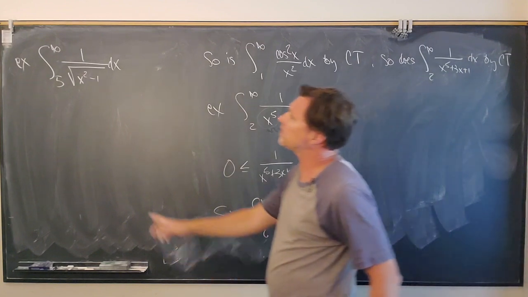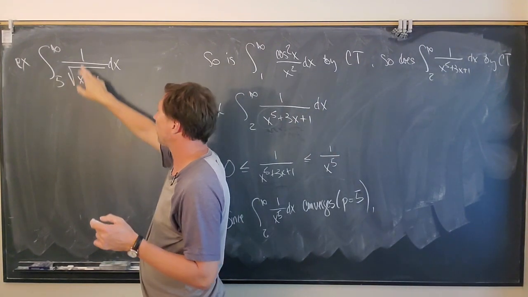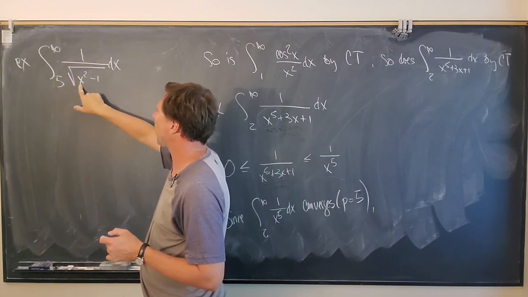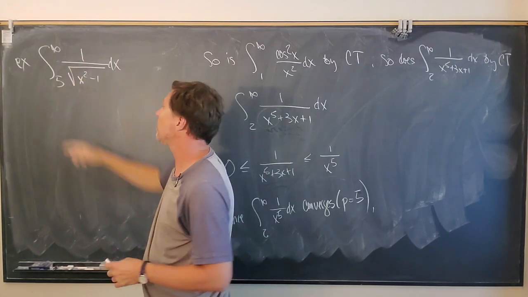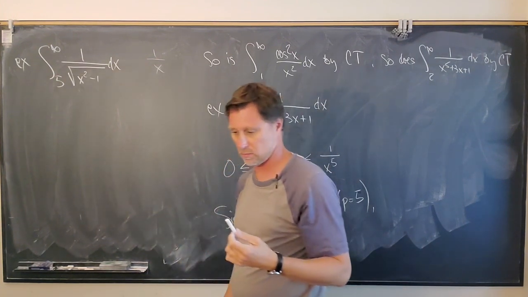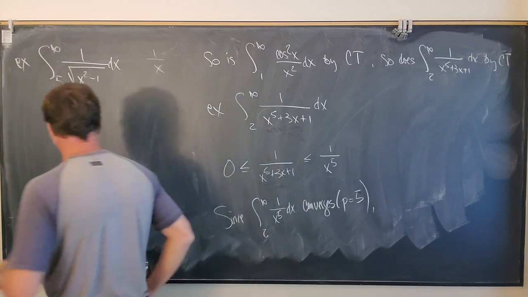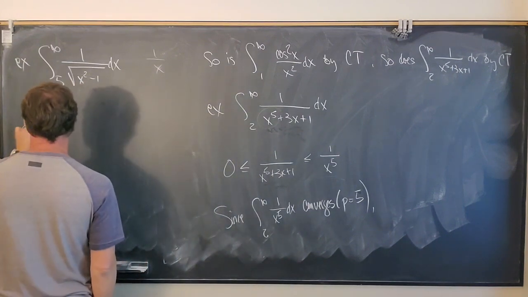So when I look at this integral right here, I say, okay, dominating terms. I've got a 1 in the numerator. I have an x squared under the square root. This one is going to behave like a 1 over x, which means that we suspect that it's going to diverge. And so to set this up, we say, all right, well, let's look at this.